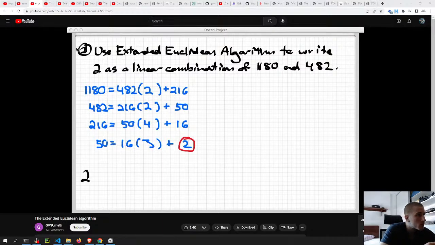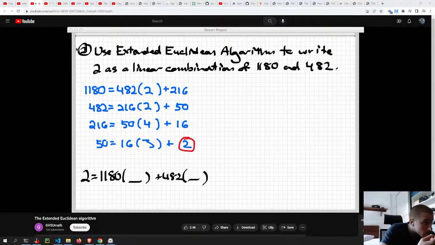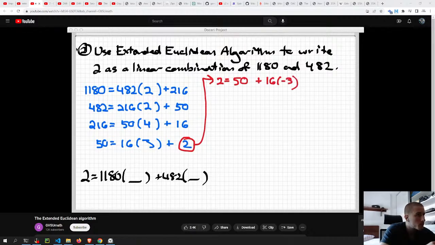In other words, I'm going to try to find two integers such that 2 is equal to 1180 times one of them, plus 482 times something else. Now, how we're going to do that, again, is to start at the end of the Euclidean algorithm and work our way backwards. I'll do this in red. So let's first of all solve that last equation for 2. This is going to be 2 is equal to 50 minus 16 times 3, but I'm going to write that as 50 plus 16 times negative 3. Again, I've just taken that last equation on the bottom there in blue and solved it for the number 2, the smaller number there. Now, if I work my way up the chain here, what I see is that 16 can be written as 216 minus 50 times 4.